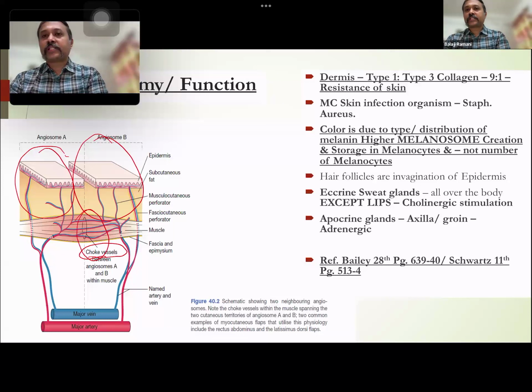So, dermis, generally there are various types of collagen. In this, the type 3 collagen is commonly found.